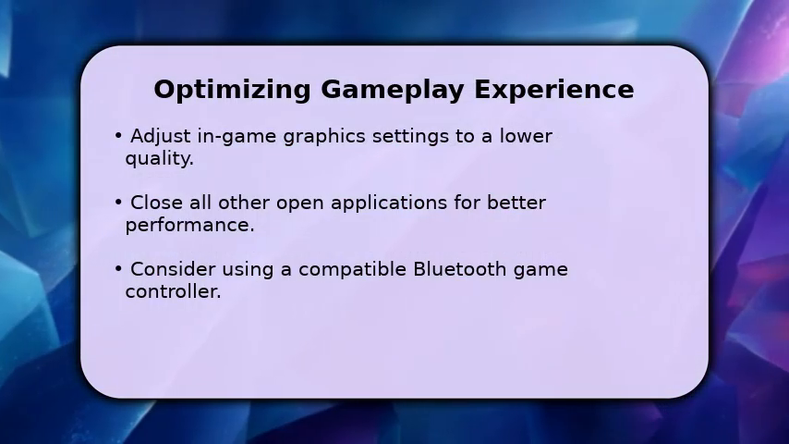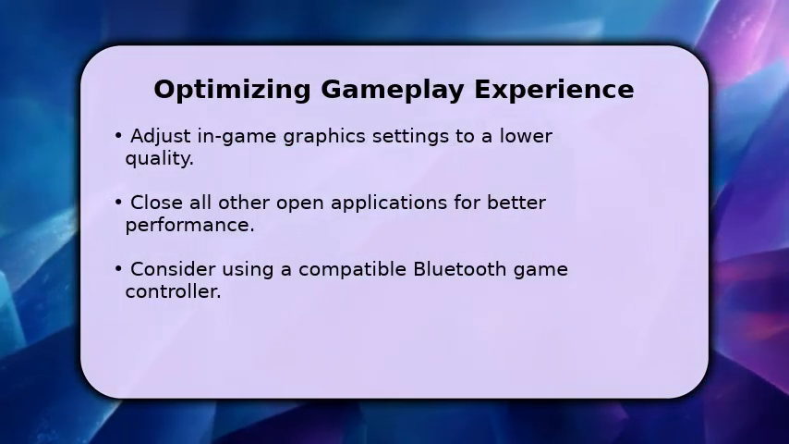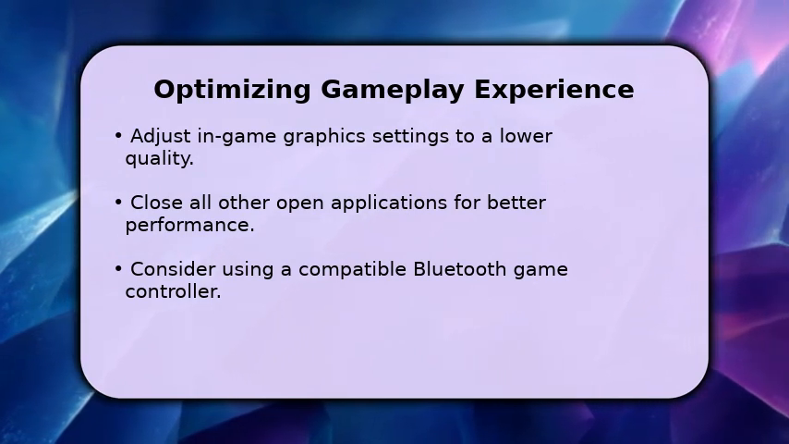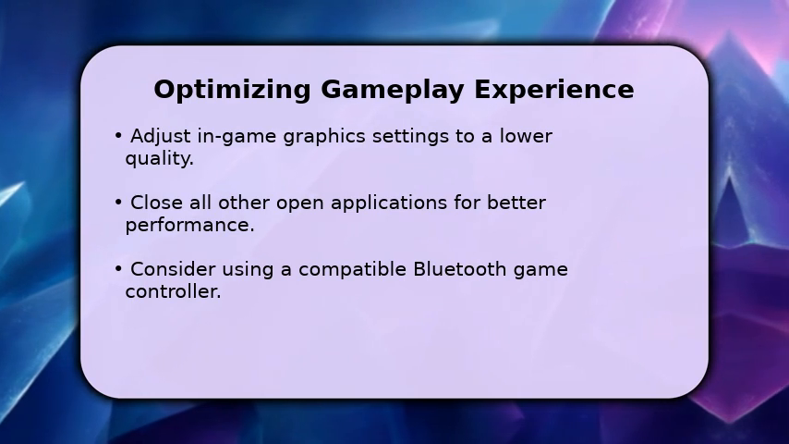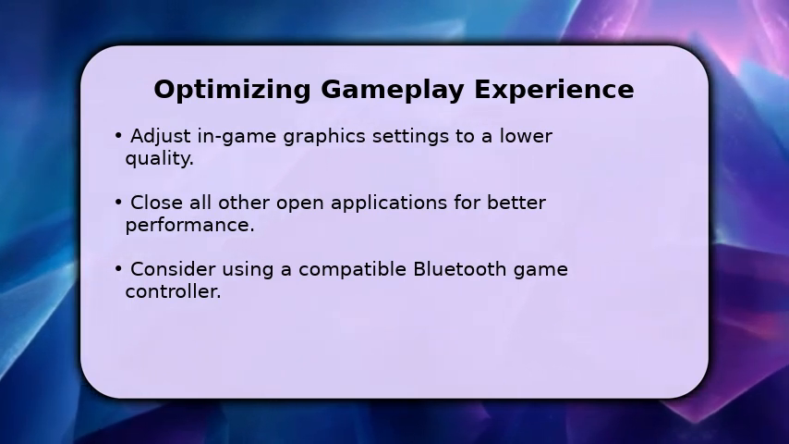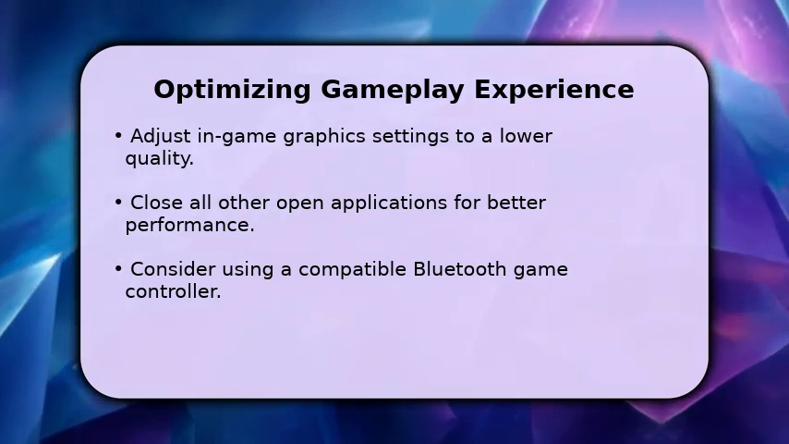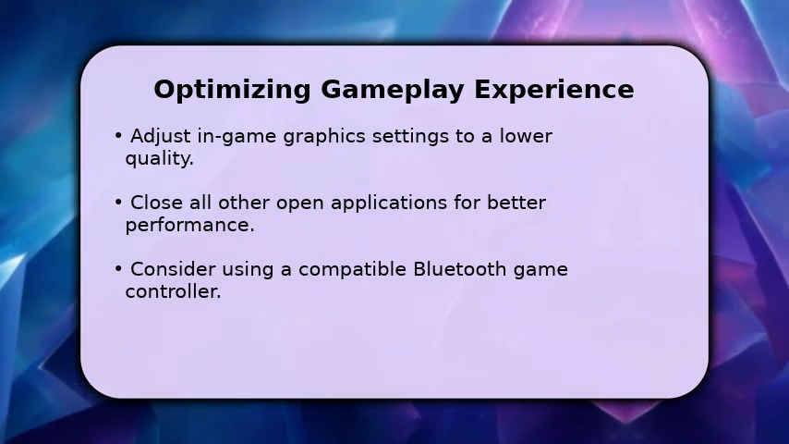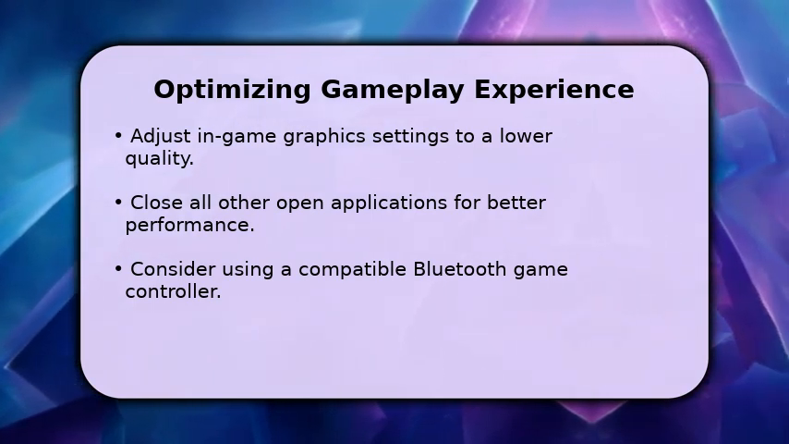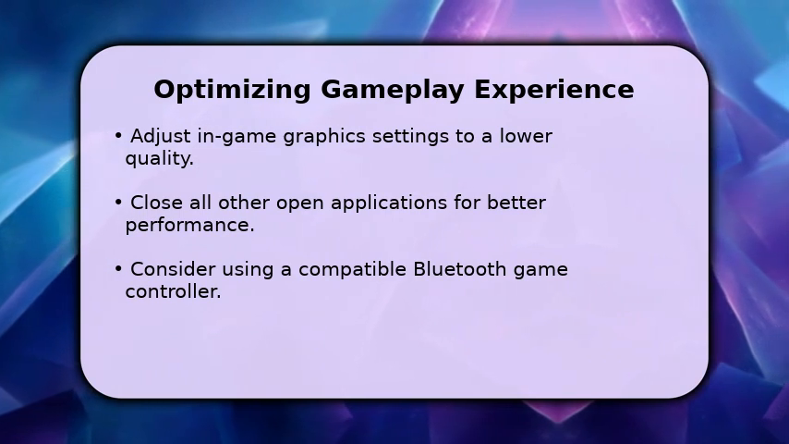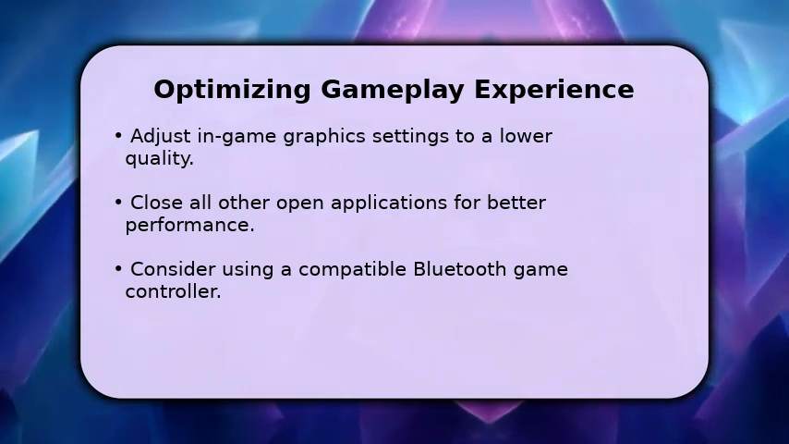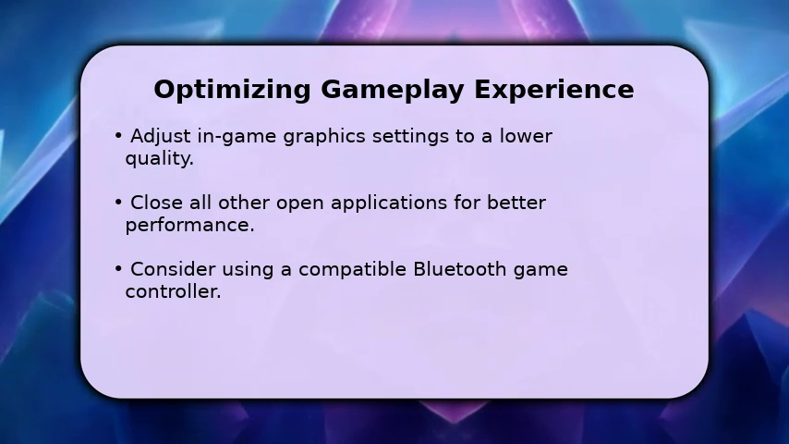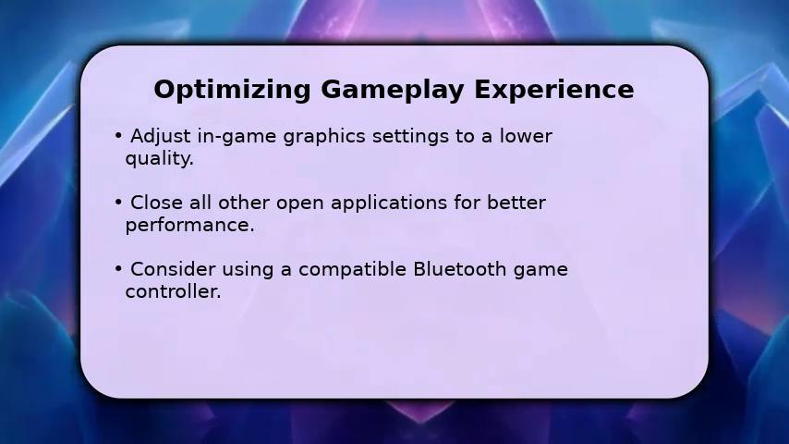To ensure the best gameplay experience, consider a few optimizations. Lowering the in-game graphics settings can significantly improve performance, especially on less powerful Chromebooks. Also, close any other applications running in the background to free up system resources. For a more traditional gaming feel, you might connect a compatible Bluetooth game controller. This can offer more precise control than using the touchscreen or trackpad during intense gameplay moments.